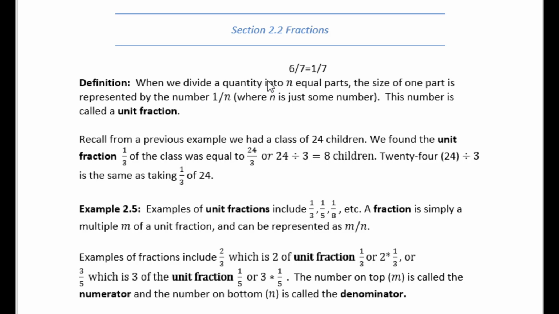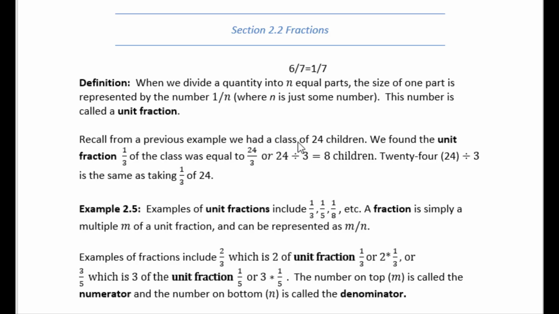So when we divide a quantity into n equal parts, for example, if we divide 6 into 7 equal parts, the size of one part is represented by the number 1 over n, where in this case, it's 1/7. That's the unit fraction. And 6/7 is just 6 of the unit fraction 1/7. In the same way, 6 pennies is just 6 times 1 penny. All right? It's just the unit fraction, 1 over a number, right there.